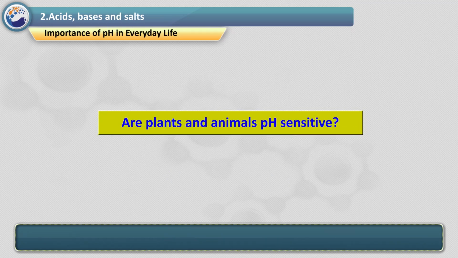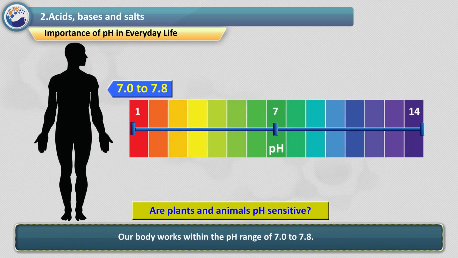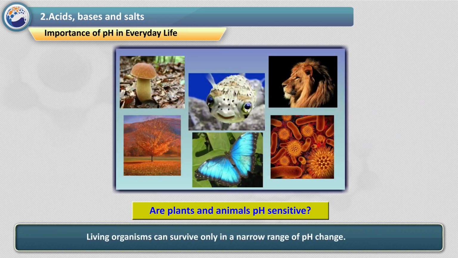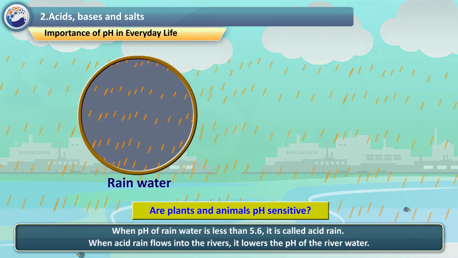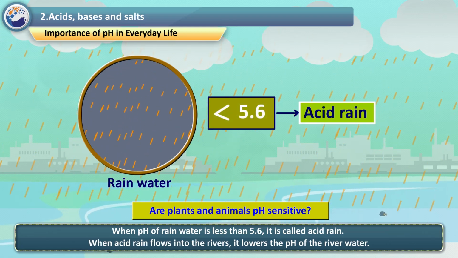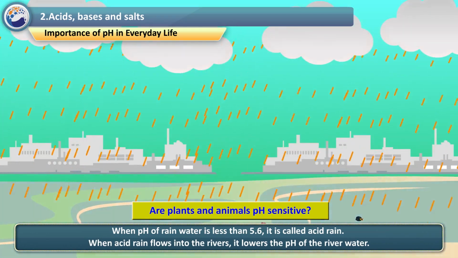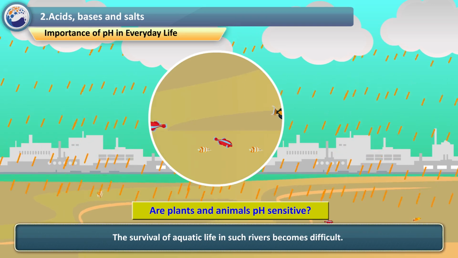Importance of pH in everyday life. First, are plants and animals pH sensitive? Our body works within the pH range of 7.0 to 7.8. Living organisms can survive only in a narrow range of pH change. When pH of rainwater is less than 5.6, it is called acid rain. When acid rain flows into the rivers, it lowers the pH of the river water. The survival of aquatic life in such rivers becomes difficult.